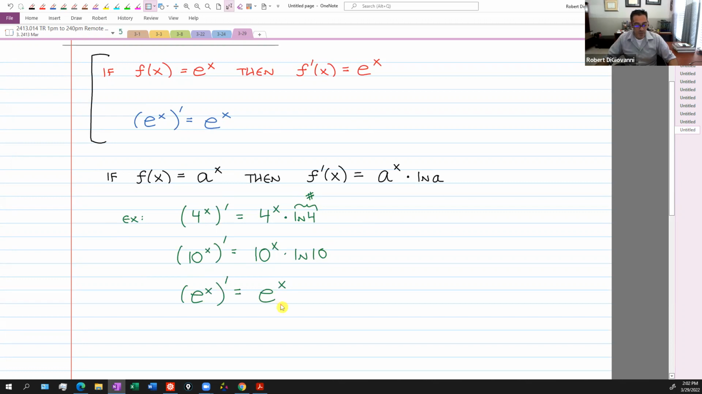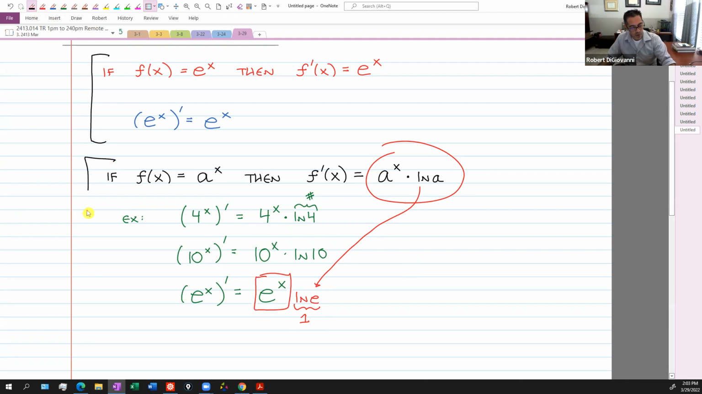Now, if you actually try to use this formula, it would work, because if I put natural log of e here, the natural log of e is 1. Again, this is college algebra. If you go on your calculator and do natural log of e, you'll get 1, which is why this thing goes away and just becomes e to the x. You don't need to show that. You can just put e to the x.